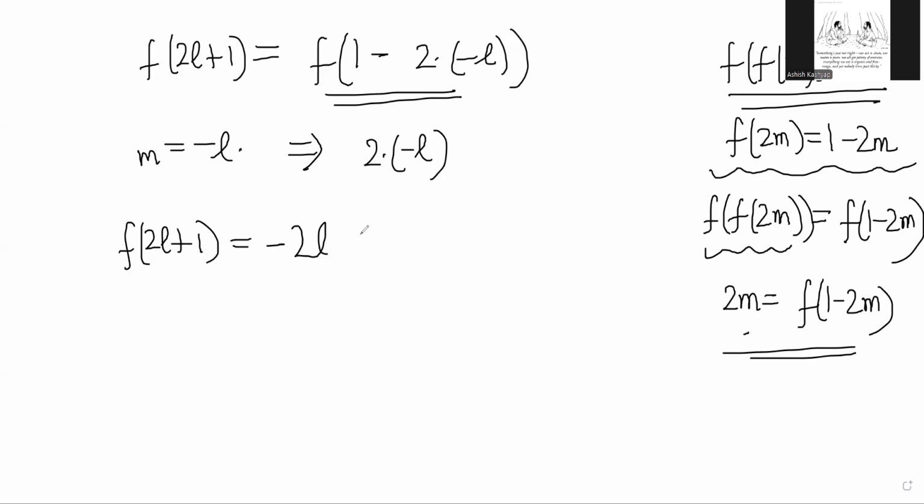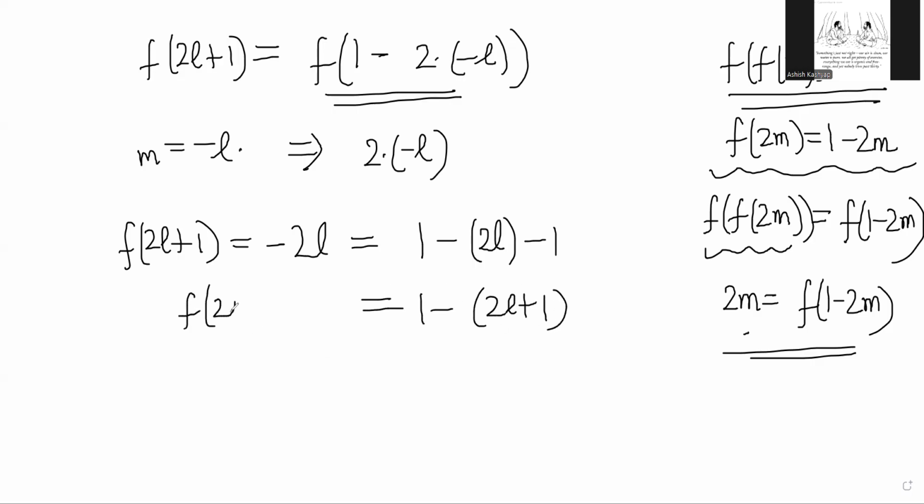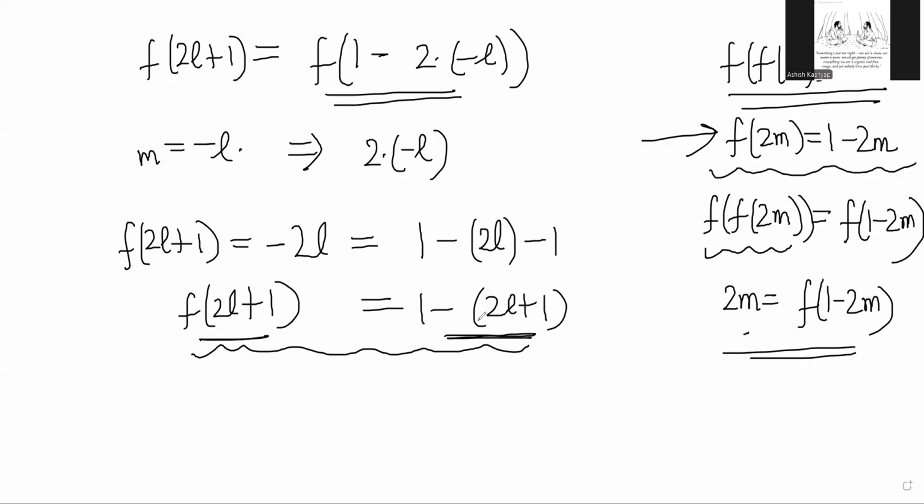So what we can do here is just add and subtract a minus 1. So 1 minus 2L minus 1. So this is 1 minus 2L plus 1. So that is my f of 2L plus 1. We already know that f of 2m is this 1 minus 2m, and f of 2L plus 1 now is coming as this. So that means for both even and odd integers, the function behaves the same way.